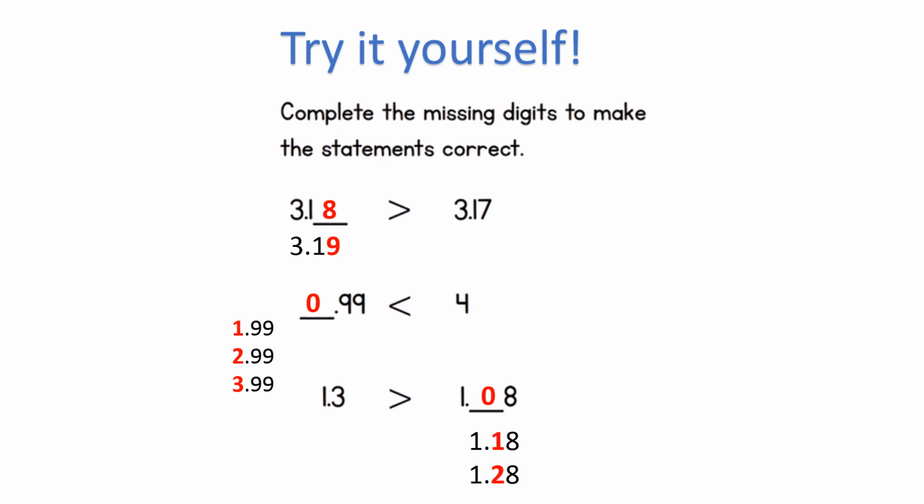And in the second one we could have 0.99, 1.99, 2.99 or 3.99 to show that they are less than 4. So 4 is greater here as well. And in the third one, we had 1.08, 1.18, and 1.28. They're all less than 1.3. So 1.3 is the greater number.